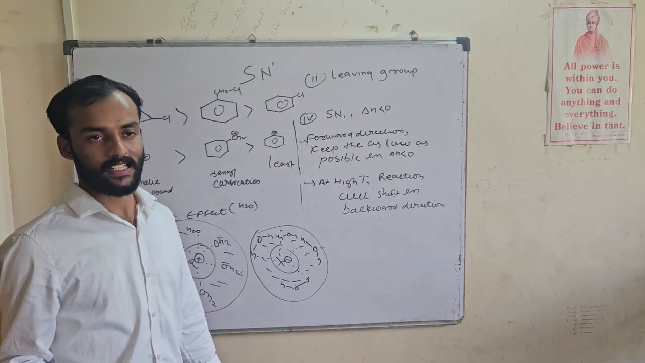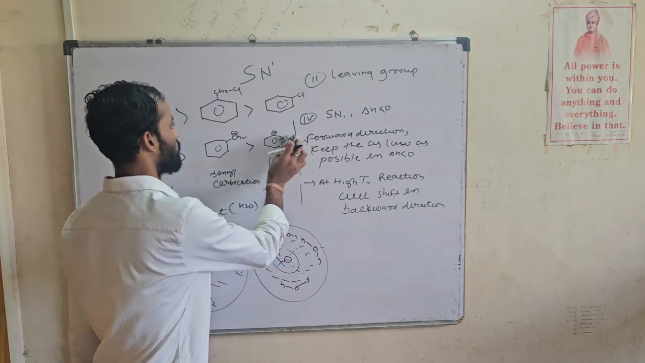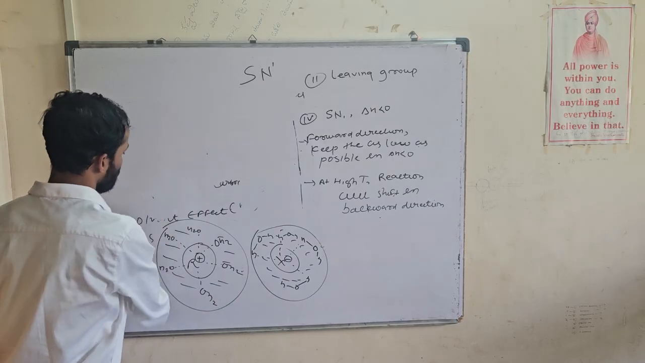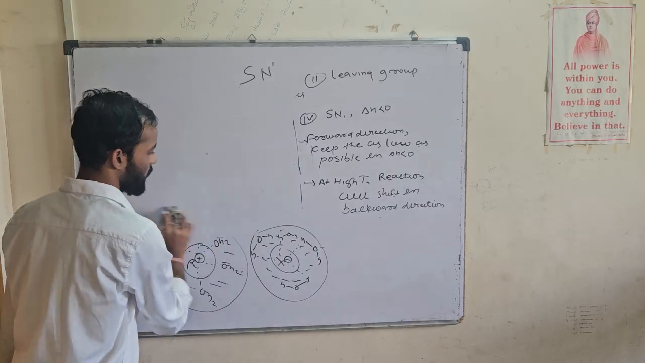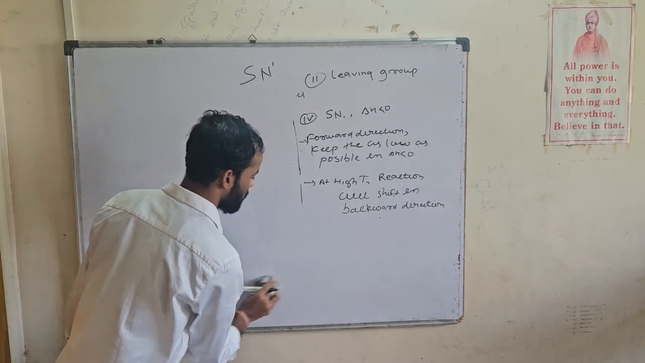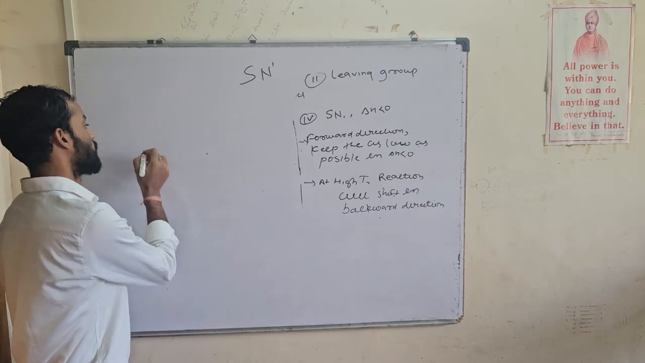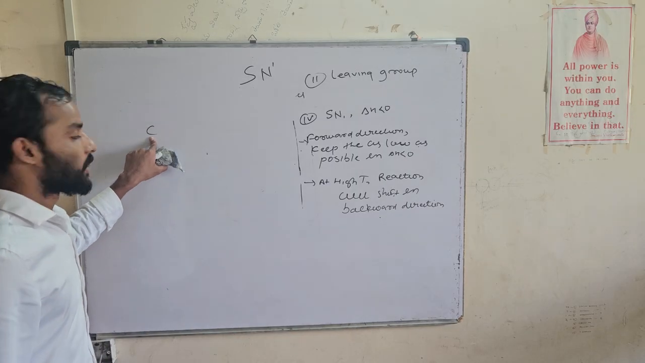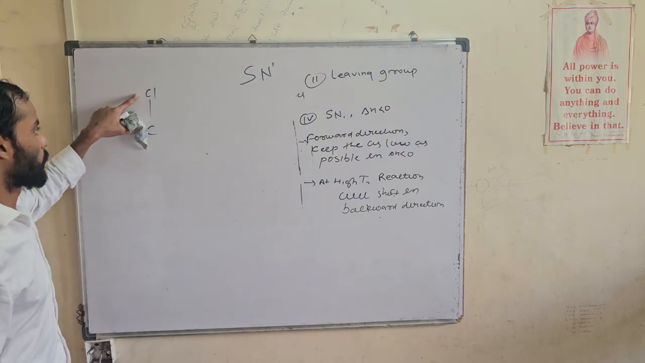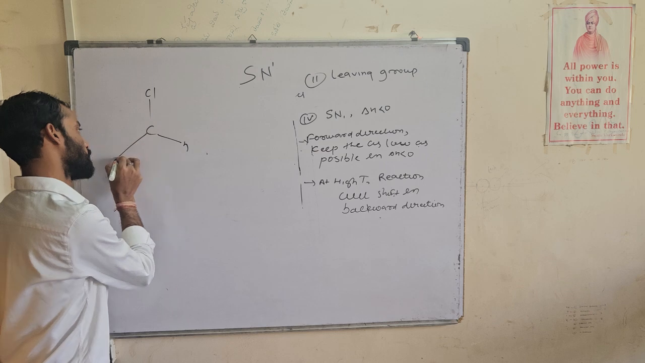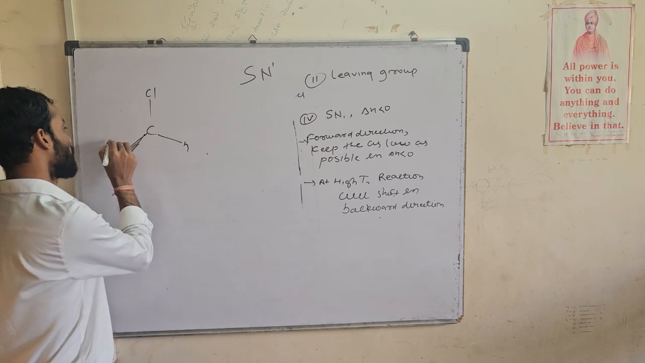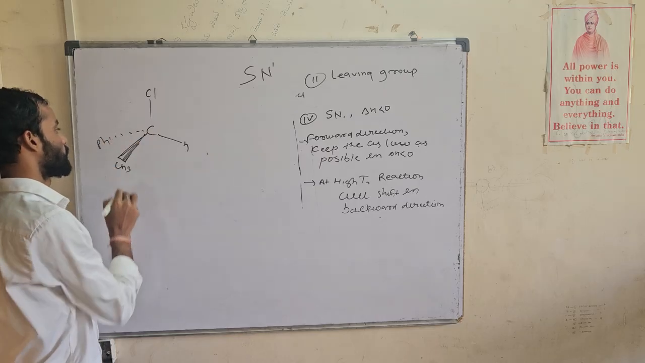Now we are going to discuss the stereochemistry of the SN1 reaction. To discuss the stereochemistry of the SN1 reaction, we have to take a molecule which is chiral in nature. What is the meaning of chiral? Chiral is a molecule in which a carbon atom has 4 different groups. That is, a carbon atom is attached to 1 chlorine, 1 hydrogen, 1 methyl, which is present above the plane, and 1 phenyl, which is present below the plane.